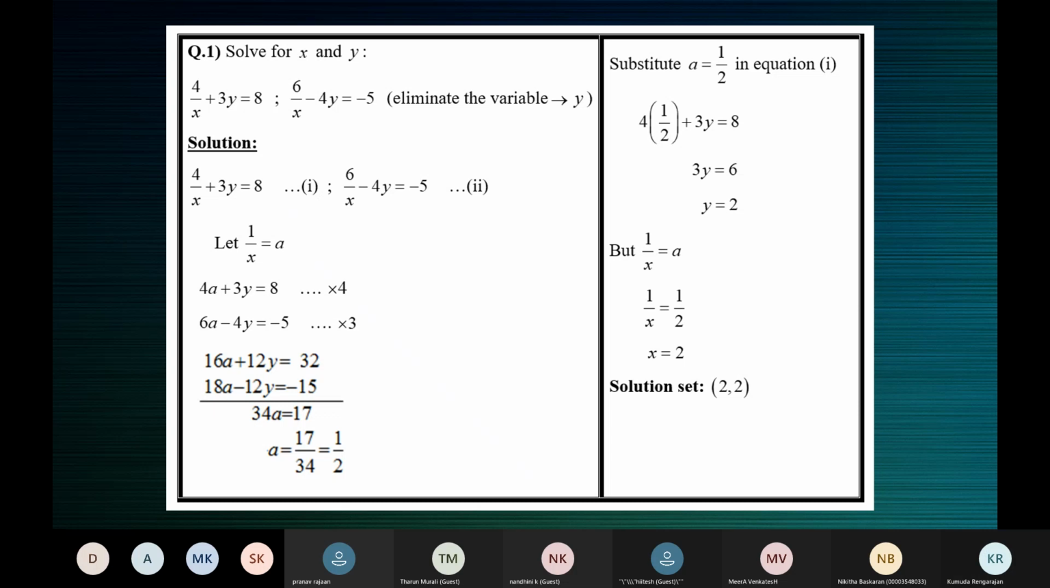Children, please go through the answer first and then work it in your book.